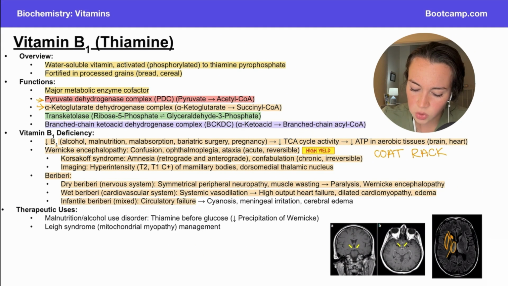So you'll see circulatory failure that leads to cyanosis, as well as meningeal irritation and cerebral edema. Let's talk about the therapeutic uses of thiamine. The first one's in the case of malnutrition or alcohol use disorder.